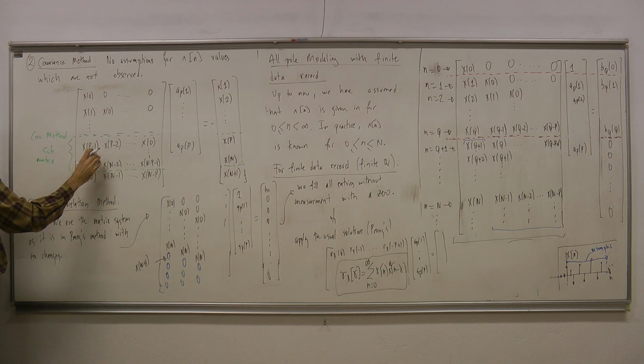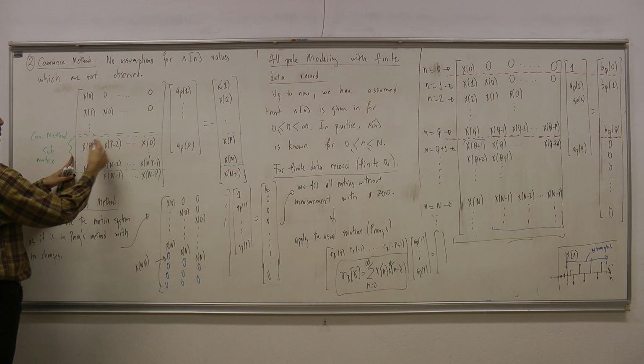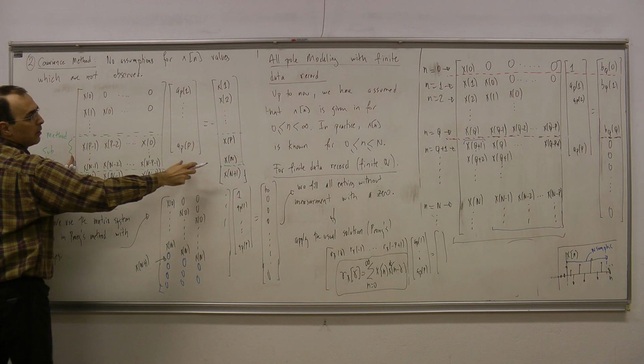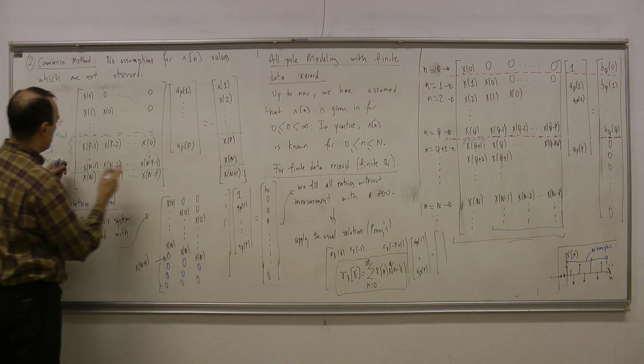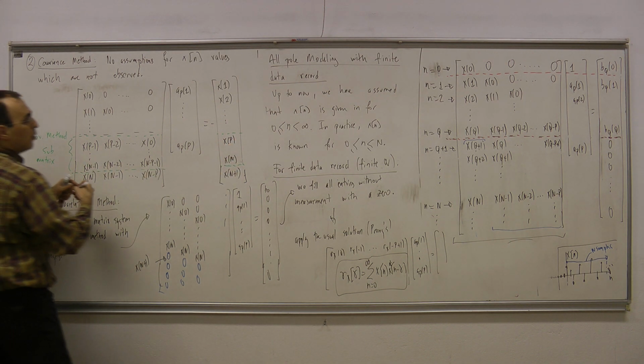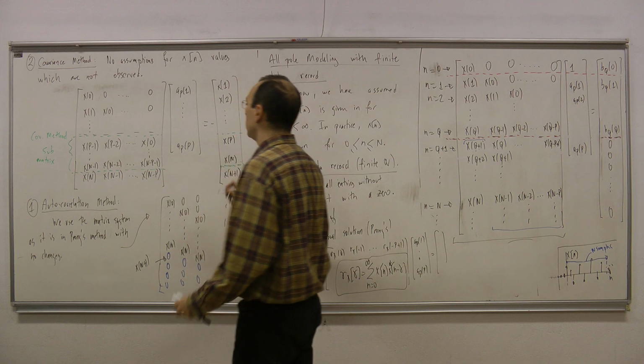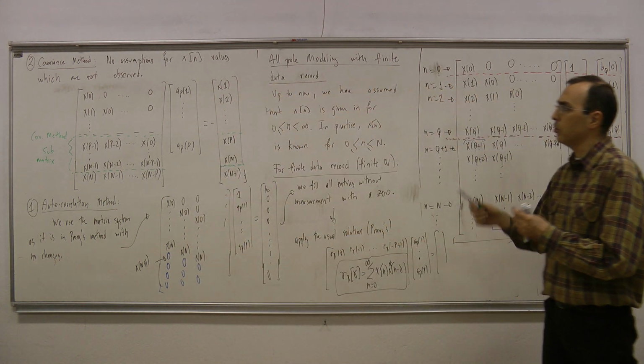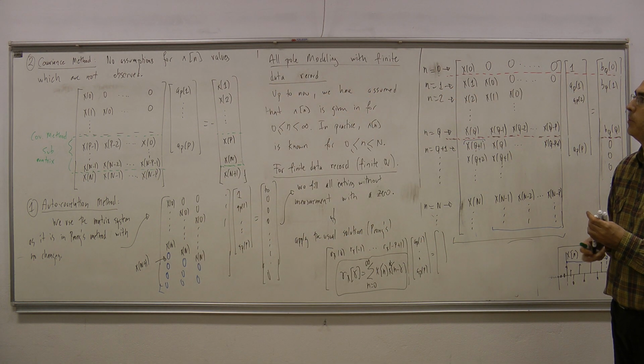Then, for all pole modeling, as you see, now I have an equation system. This middle part of this matrix times this vector is equal to another vector. So this covariance method only uses this part of this equation system and applies the least square solution to that part. Okay?